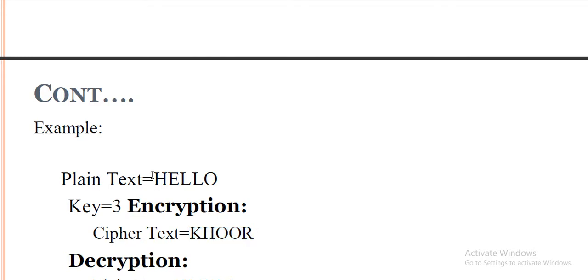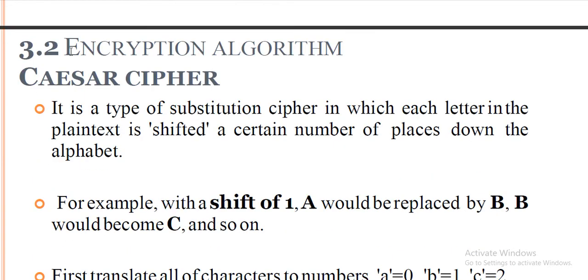any plain text is given to you, and a key is given to you, and they ask the question: what is going to be the Caesar ciphertext? So you need to find out the Caesar ciphertext for the given plain text by using the key, right? It's very easy, just shift it down based on the key given to you. Clear? Okay. So that is the first method for the encryption algorithm, Caesar cipher.